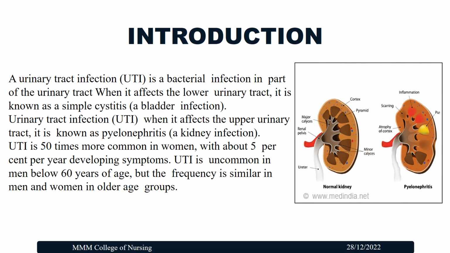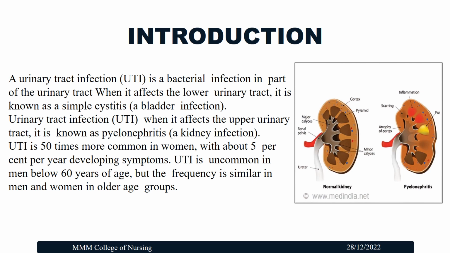In the introduction, urinary tract infection is a bacterial infection in part of the urinary tract. When it affects the lower urinary tract, it is known as simple cystitis, that is a bladder infection. The bladder is the lowest part of the urinary tract, right? And when UTI affects the upper urinary tract, it is known as pyelonephritis, that is a kidney infection. Upper we can say the kidney.